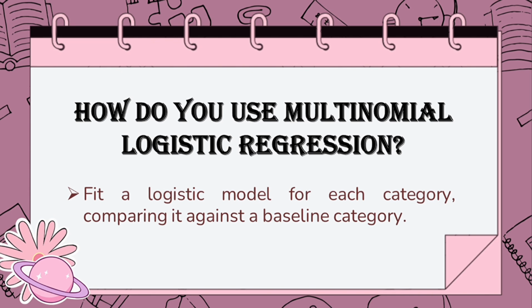Multinomial logistic regression is a statistical method for predicting the probability of an outcome belonging to one of three or more nominal categories. For example, the dependent variable sentiment is categorical with three levels. Number 2, the levels are nominal, no inherent order.